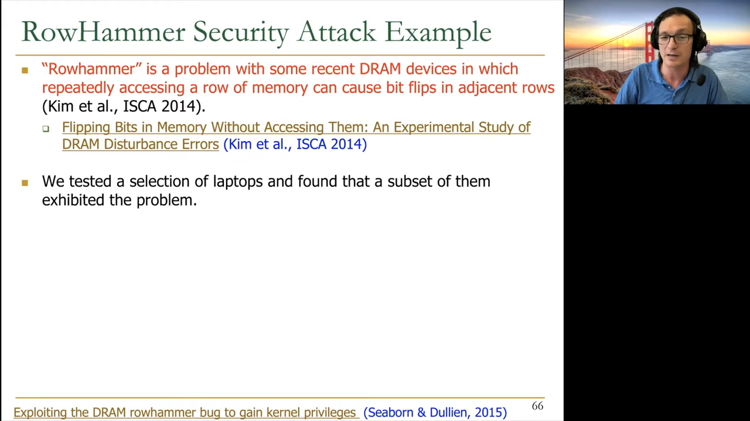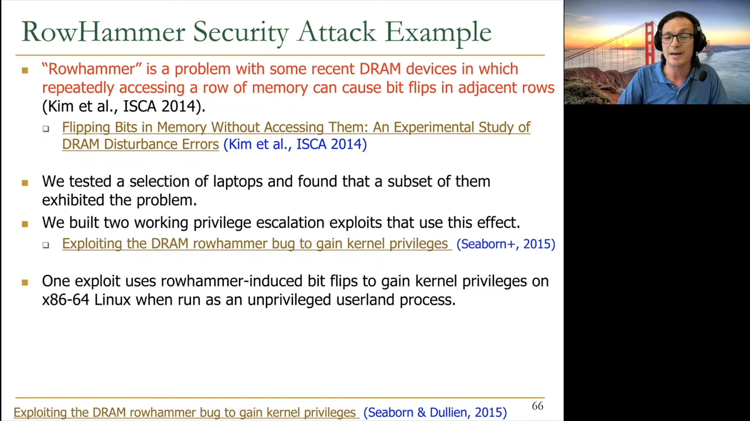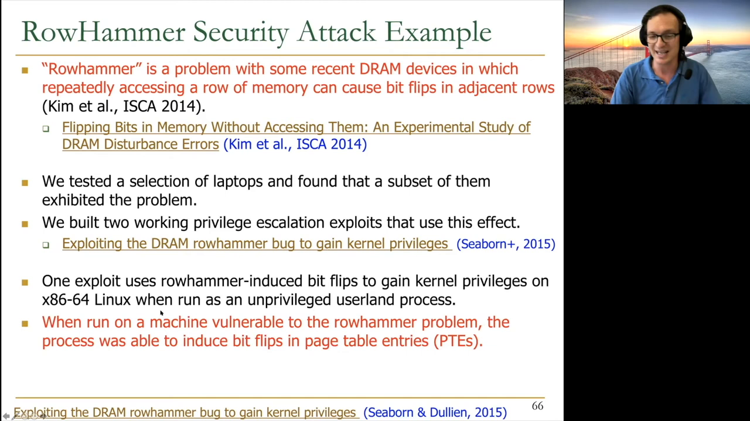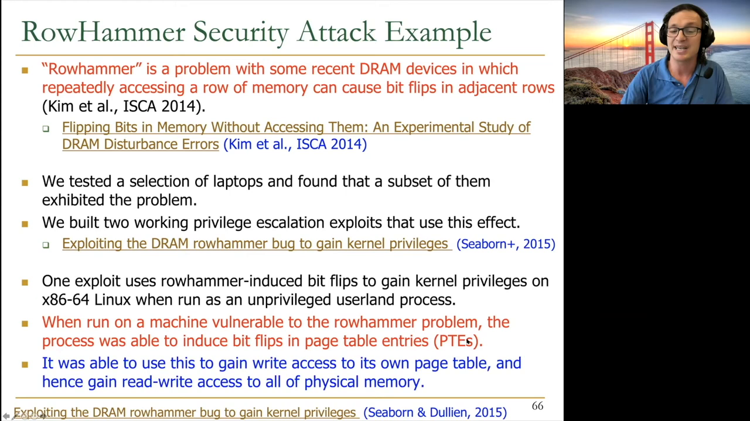And they built two kinds of attacks. One of them was very interesting, as I said. As an unprivileged user level process, you basically can escalate privilege. You can gain kernel privileges on x86-64 Linux. And maybe you don't appreciate it at the time, but right now you can appreciate it. On a machine vulnerable to the RowHammer problem, the user level process induces bit flips in page table entries, and it can gain write access to its own page table. And once you gain write access to your own page table, what can you do? You can set your permission bits, right? Because you know the page table structure, it's public. And then gain read-write access to all of physical memory.